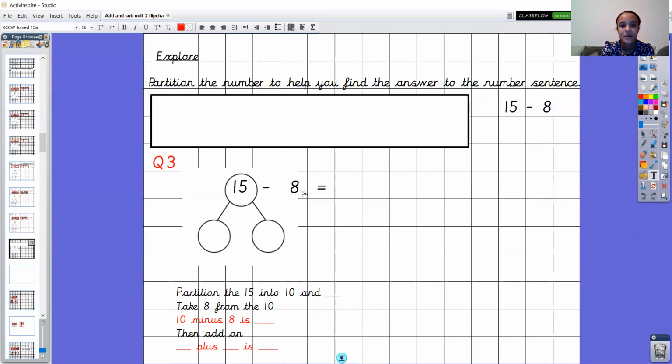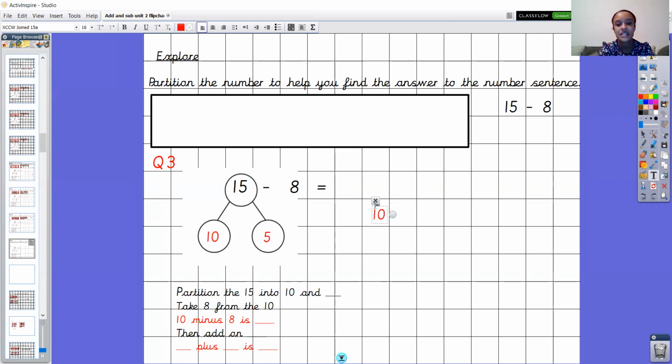Fantastic, well done, year 1. So we wanted to start off by partitioning the number 15. That's where the part whole model is there to remind you. Okay, so partition 15 into 10 and how many ones? We've got 5 ones, so 10 and 5. And then I want to take this 8 here away from the 10.